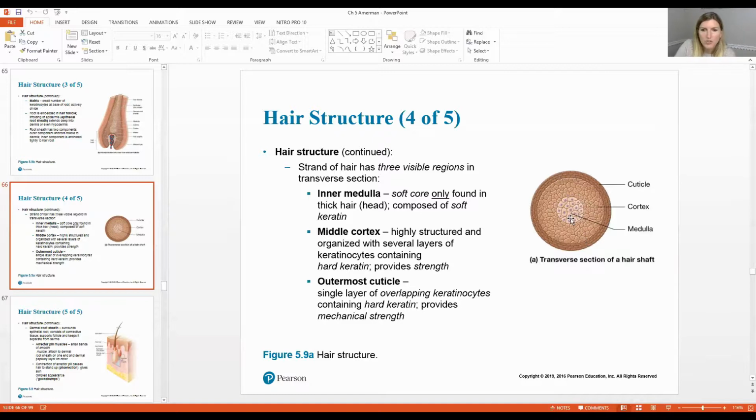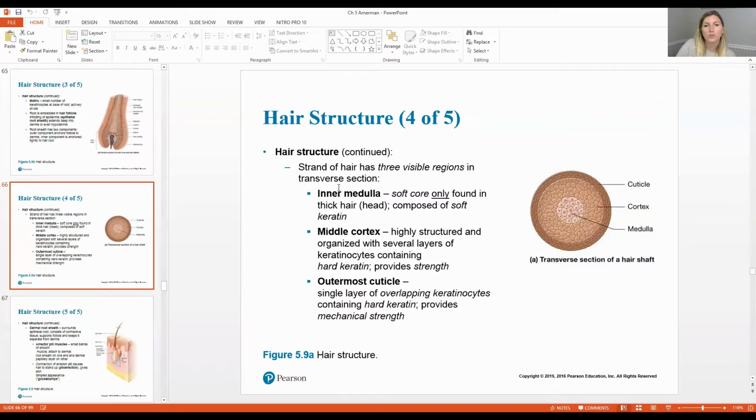The inner layers are where the pigment is maintained. So if you have light hair like me, like blonde, you don't have any pigment inside your hair. Blonde is basically an absence of melanin. If you have darker hair, then you'll have some melanin in there. And if you have red hair, you have an iron-containing pigment inside of your cortex.